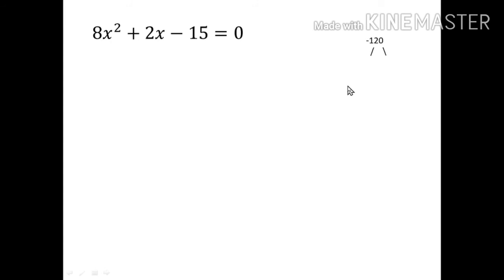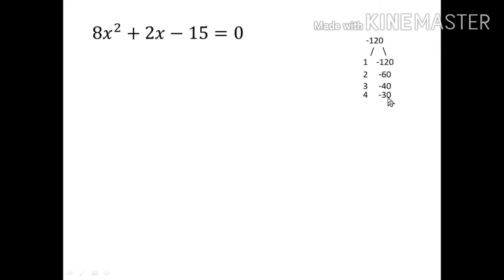So, right, isip tayo ng mga factor ng negative 120 na dapat pag pinag-add, ang sagot ay positive 2. Tignan natin, okay, 1 times negative 120, pero pag pinag-add natin, hindi siya 2, hindi pwede. Ito, factor din ng negative 120, hindi rin pwede. Okay, 3 times negative 40, still factor ng negative 120, pero pag pinag-add, hindi siya magbibigay ng positive 2.